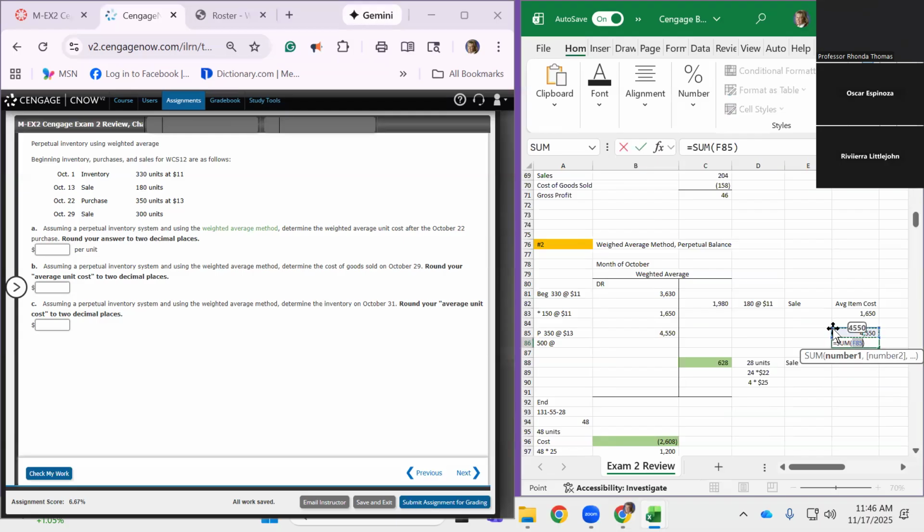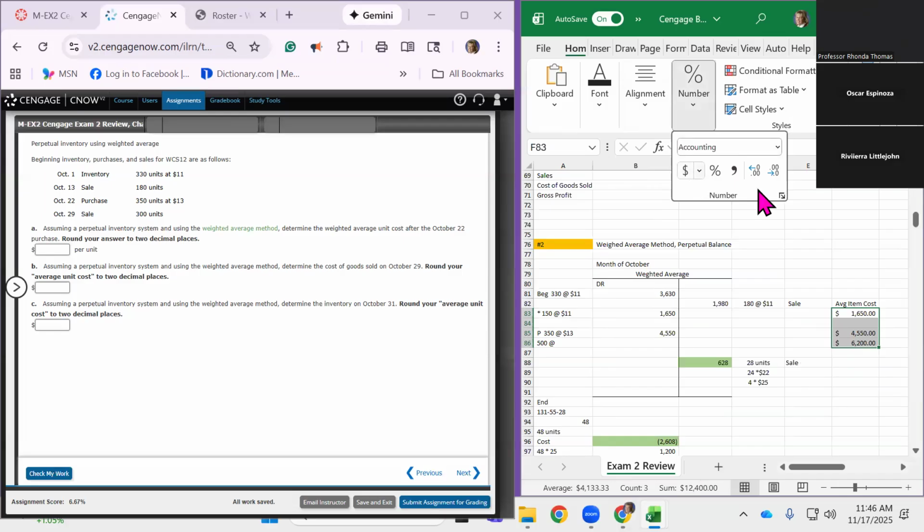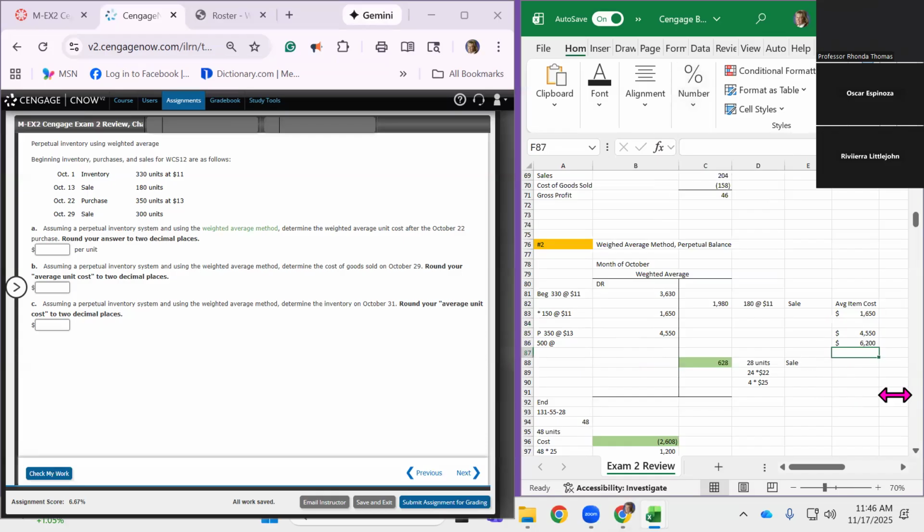Okay, so we want to add what was left over after that first sale to what we now have. So we have $6,200, and these are all dollars. A lot of times it helps to label them. And then we're going to divide it by the 500, right? It gets divided by 500. So I'm going to put, okay, so here is the average cost.